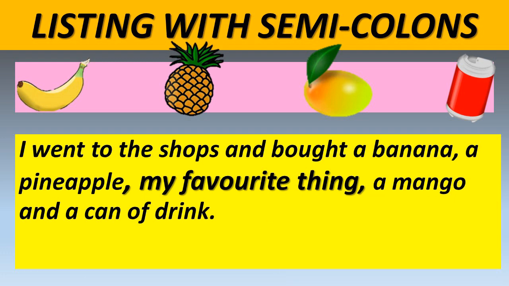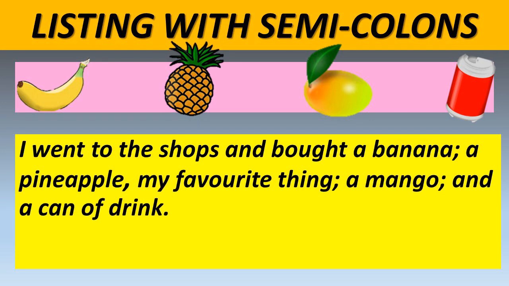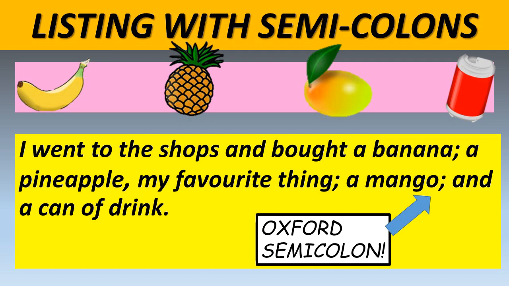And we need to use a semicolon. So in this sentence, we've used semicolons to separate the different items. I went to the shops and bought a banana; a pineapple, my favourite thing; a mango; and a can of drink. So my favourite thing we know is about the pineapple because the semicolons are separating each item in the list.